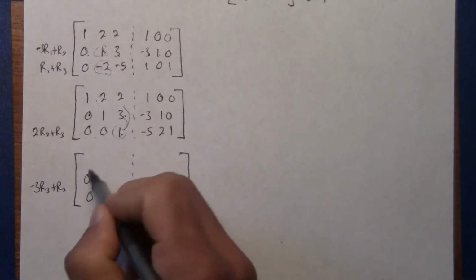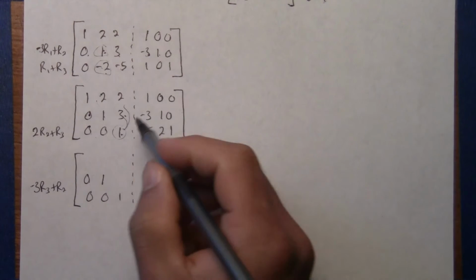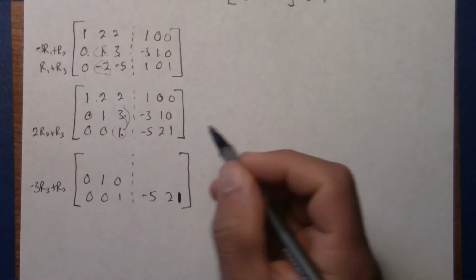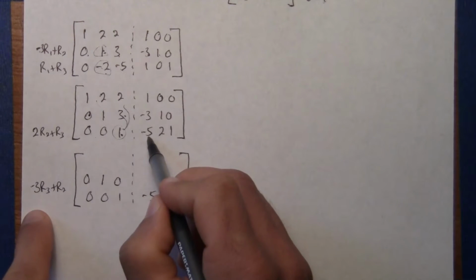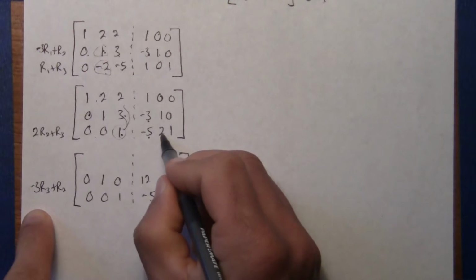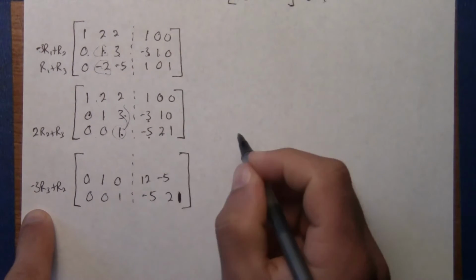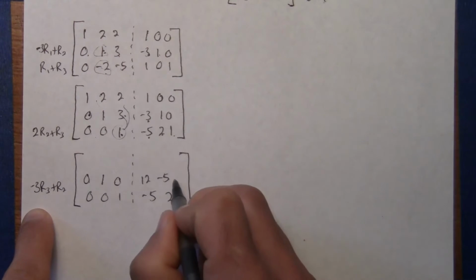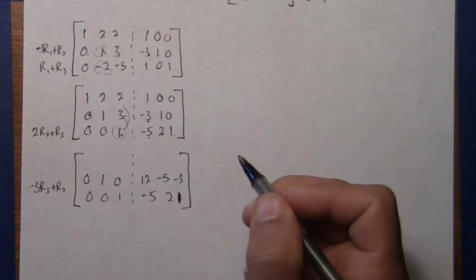0 and 0 will still give me 0. 0 and 1 still gives me 1. -3 and 3 will give me 0. That's going to become +15 minus 3, or +12. -6 plus 1, -5. -3 plus 0, or -3.